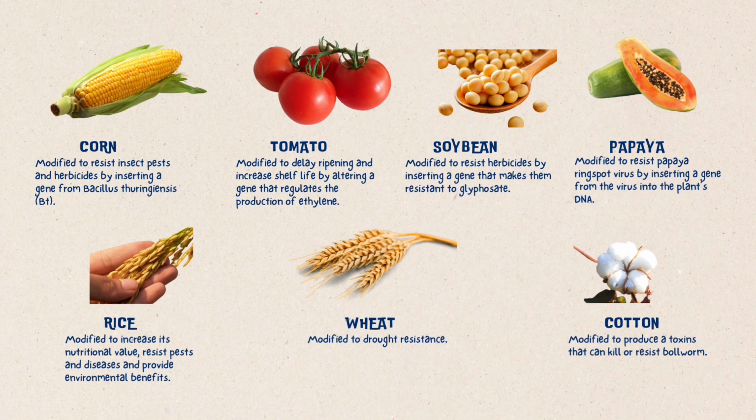Then also papaya crops, which have been modified to resist papaya ringspot virus, while rice has been modified to increase its nutritional value and resistance against pests and disease. Then we have wheat crops, modified to have a drought resistant gene, and cotton crops, modified to produce a toxin that can kill or resist bollworm. So the modification of genes is basically to help increase the production of the crops.